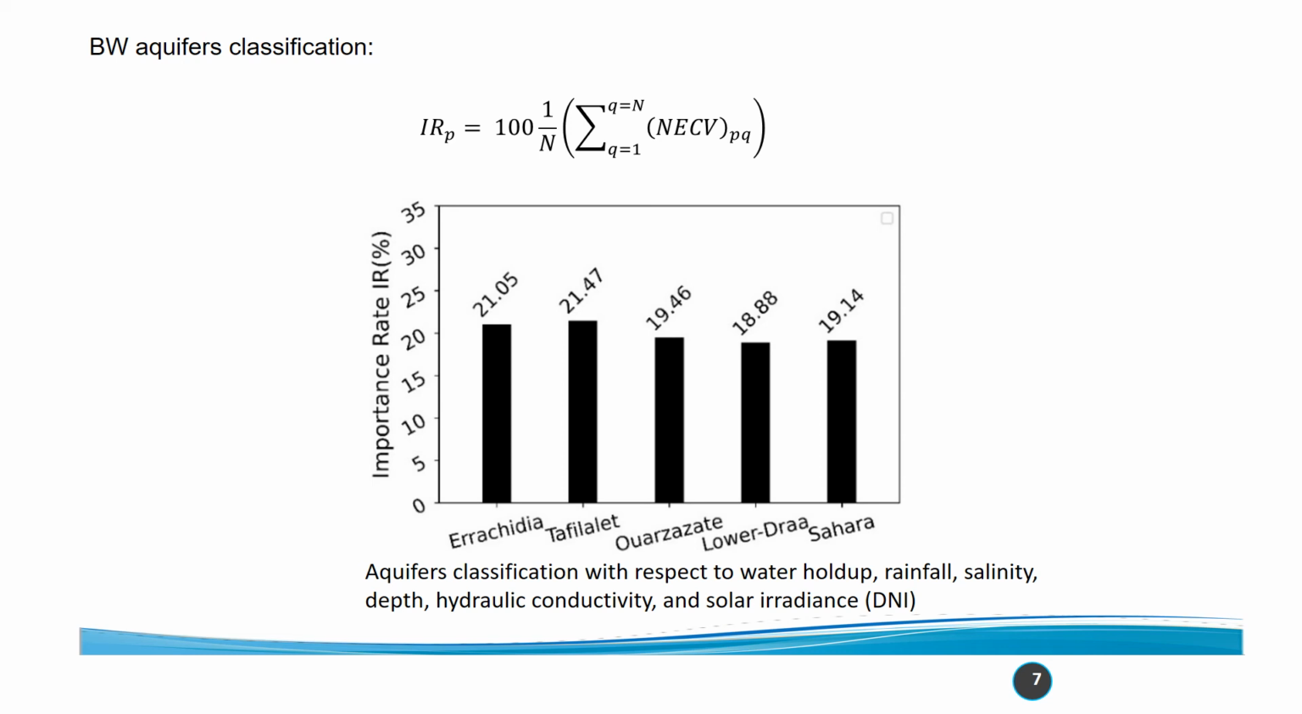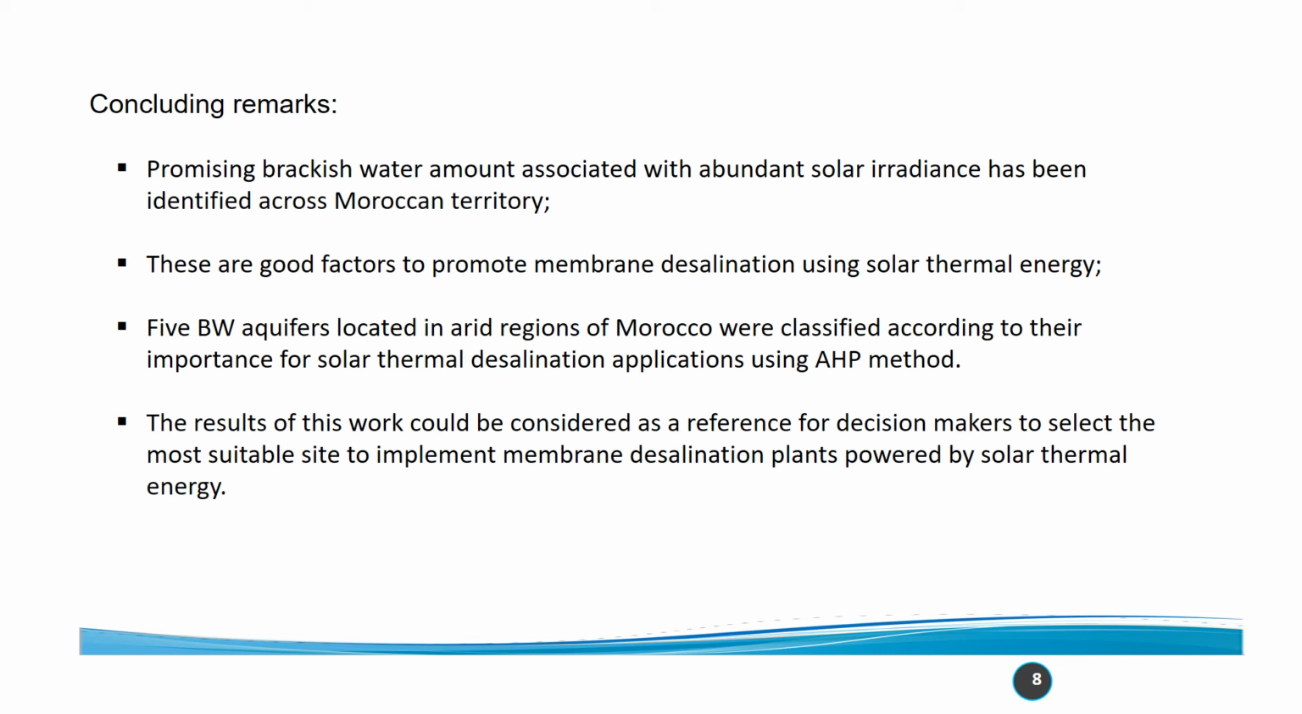To conclude, we can say that interesting brackish water potential has been identified in Morocco which, associated with abundant solar irradiance, could be important to promote membrane desalination using solar thermal energy in Morocco. The 5 brackish water aquifers identified have been classified to give decision makers a good idea about where to implement the thermal desalination plant using membrane technology and solar thermal power.